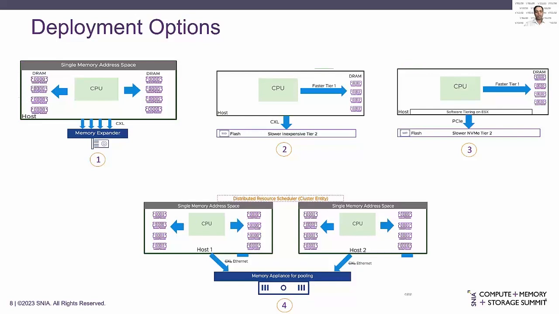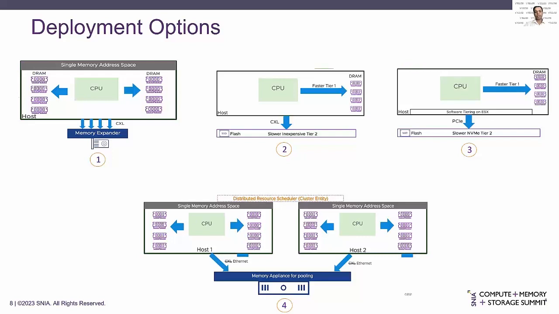Let's now look at some of the deployment options. So as I mentioned, VMware has been looking at memory expanders. So you can actually use memory expanders that can help integrate with the address space that's already provided by DRAM and provide a single address space. And this address space could be uniformly accessed and used by the workloads running on top of the hypervisor.